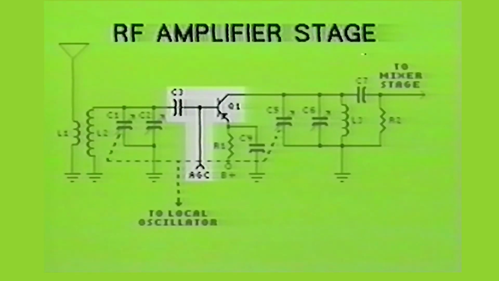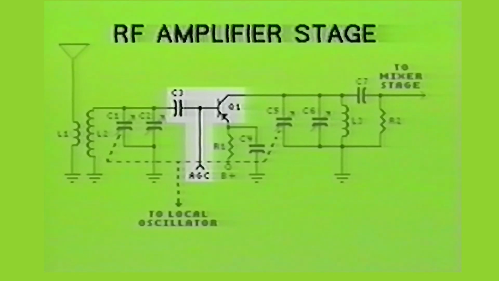Capacitor C3 is the coupling capacitor for the amplifier stage. You may have noticed the base of the PNP transistor is fed by both the input tuned circuit and a control voltage from the automatic gain control circuit. The AGC circuit is designed so the base of the transistor will be negative with respect to the emitter. This is accomplished by making the voltage at the base less positive than the emitter voltage.